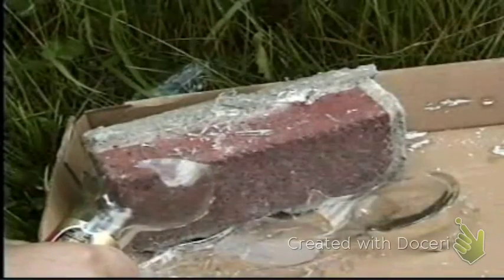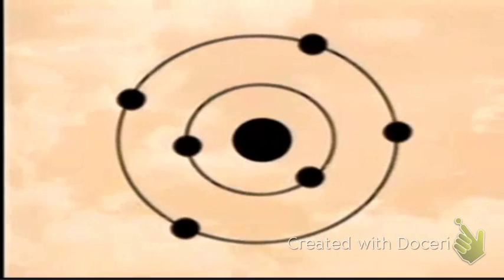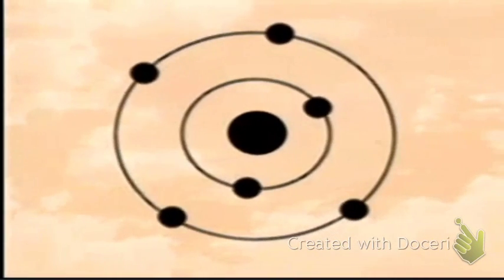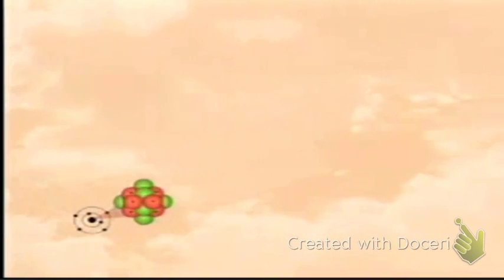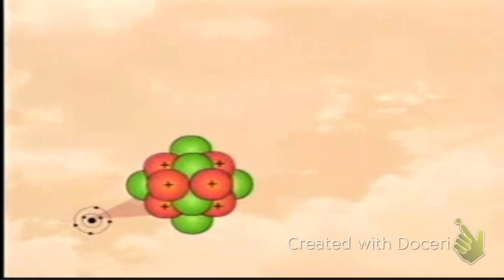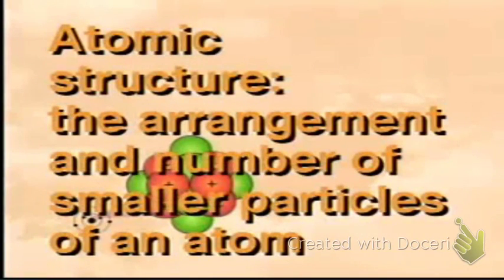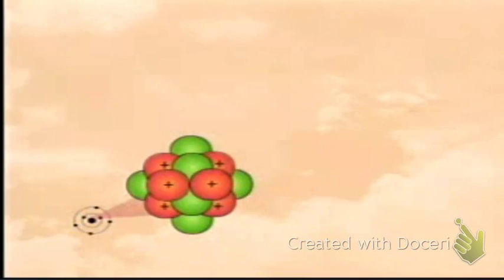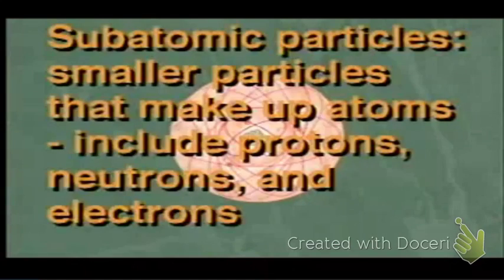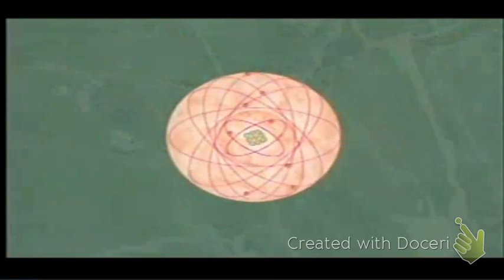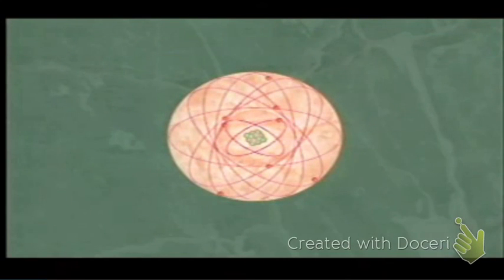What makes atoms different from each other? We are going to take a look inside atoms and examine their atomic structure. Atomic structure refers to the arrangement and number of smaller particles of an atom. These smaller particles that make up atoms, or subatomic particles, include protons, neutrons, and electrons. Let us consider each subatomic particle separately.